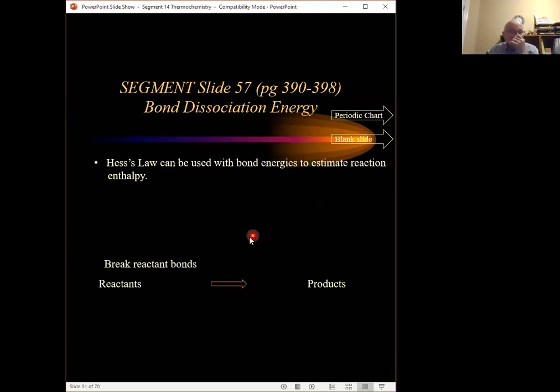So what we're going to do is we're going to take the reactants, we're going to break all of those bonds, and we're going to form gaseous atoms. Then we're going to recombine the gaseous atoms to form new product bonds. So if we go across this way, we might measure the enthalpy of the reaction. If we go around this way, we can calculate it, without having to measure it.